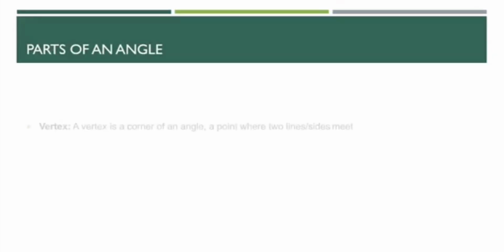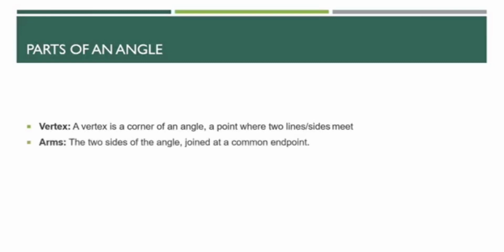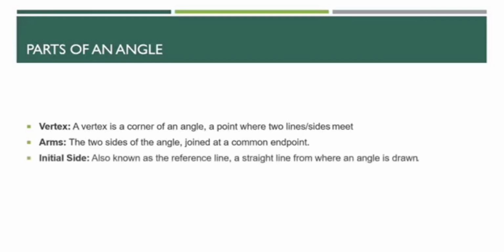Parts of an angle. Vertex. A vertex is a corner of an angle, a point where two lines' sides meet. Arms. The two sides of the angle, joined at a common endpoint. Initial side, also known as the reference line, a straight line from where an angle is drawn. Terminal side, the side up to which the angle measurement is done.